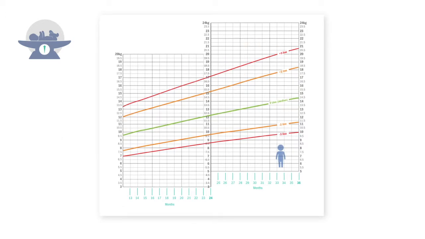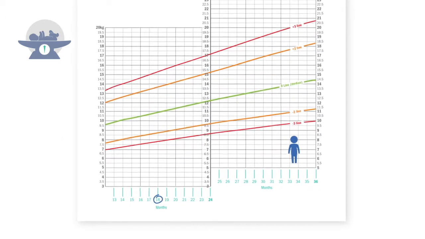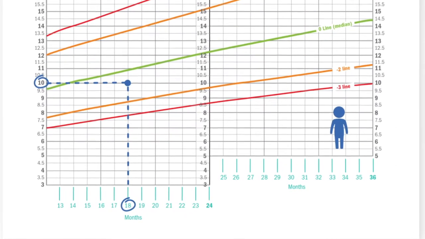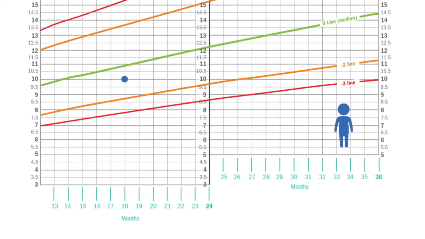So a child who is 18 months old and weighs 10 kilograms would be plotted here. I'll plot this child in blue. The most important thing to remember is that a single data point like this doesn't really tell us much about a child's overall health. Ideally, a child's growth is measured or tracked over time, and it's the trend in growth that helps us understand how well that child is doing.